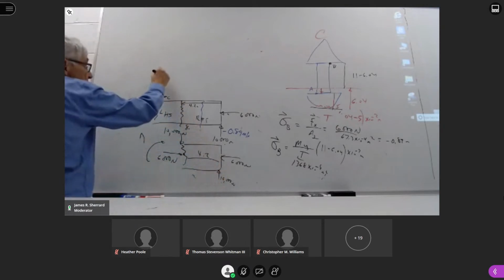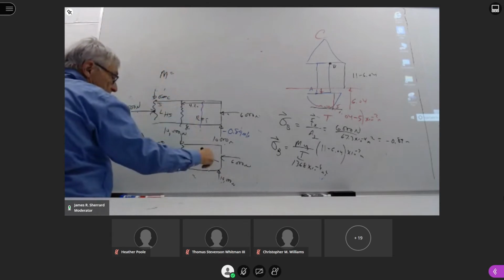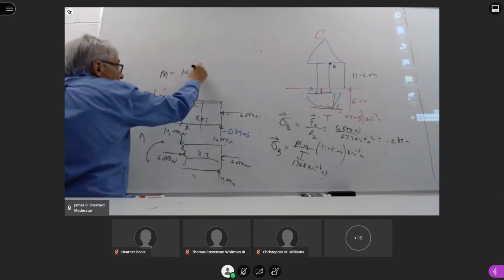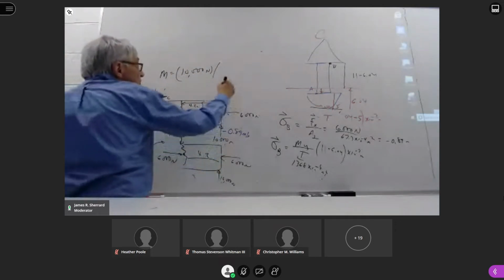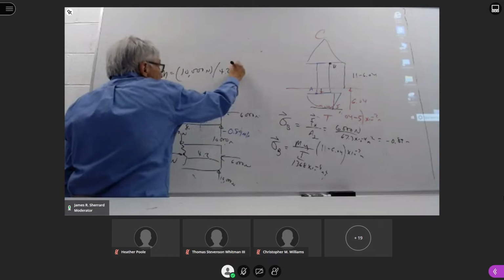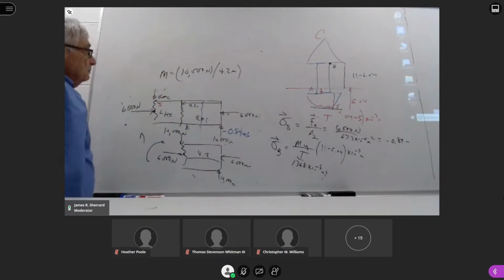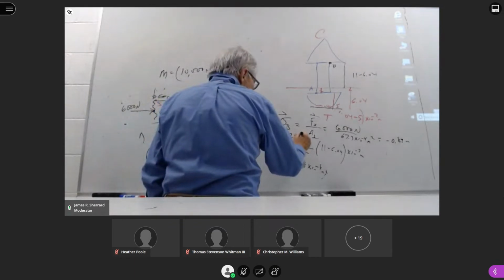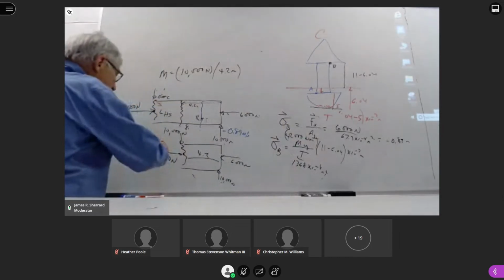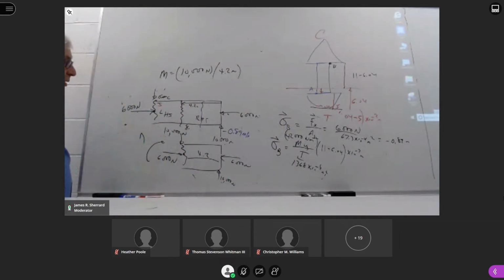It's only this guy. So my moment is 10,000 newtons times the distance, which is 4.2 meters. So this value is going to be 42,000 Newton meters. And again, it has to be going clockwise to keep the system in equilibrium.